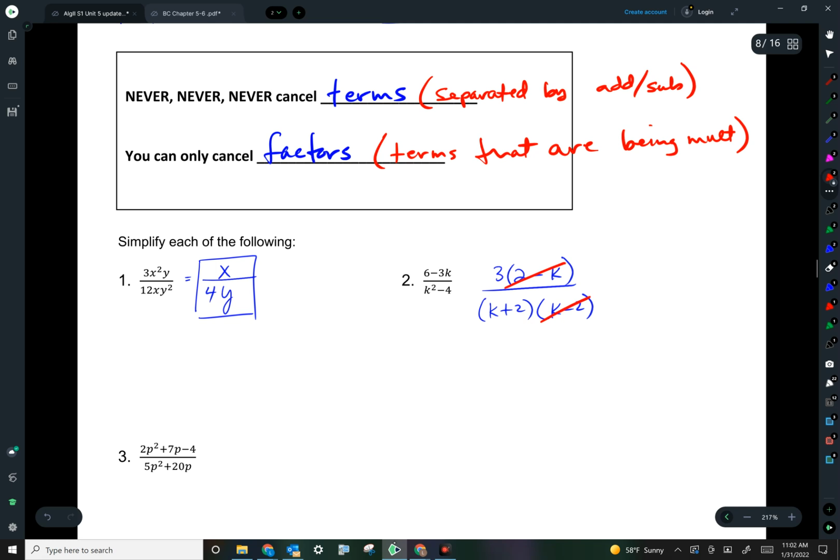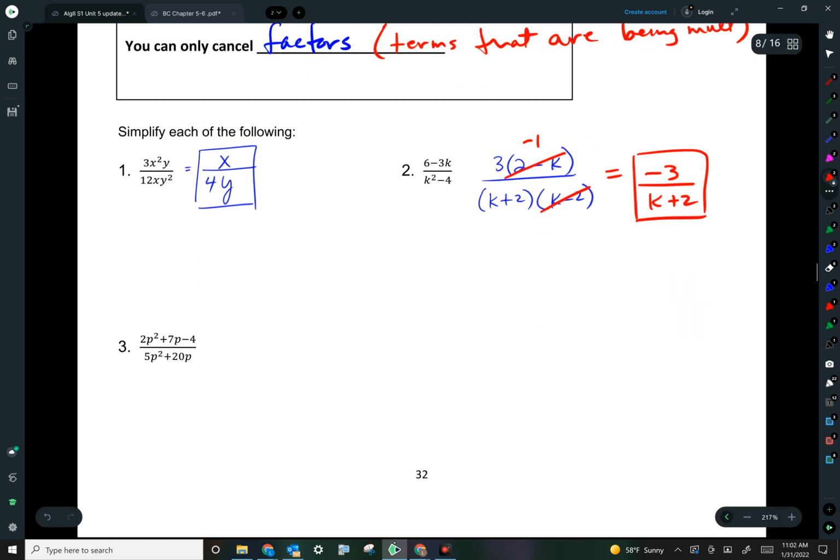it's okay to cancel, but it'll leave a negative 1. It doesn't matter if you put the negative 1 on top or on bottom, it just leaves a negative 1. I always put it on top just to do it the same way every time. And so what I end up with for my answer, on top I have 3 times negative 1, that's negative 3. And on the bottom all I have is k plus 2. So this is the simplified version of the original.